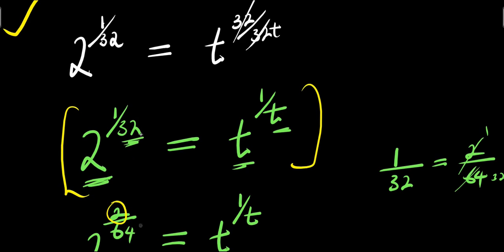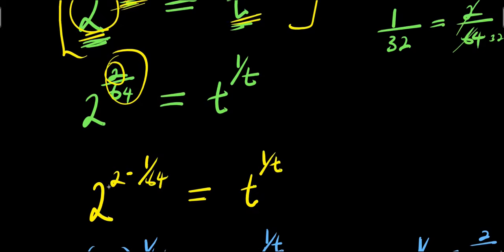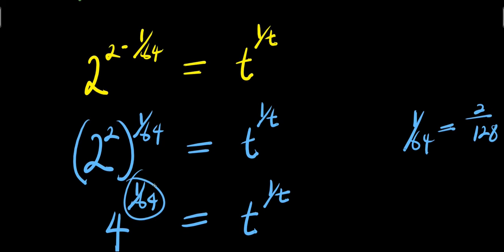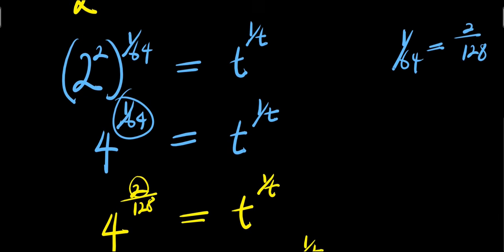Now, after this, you discover that the 2 at the base is different from this 32, while the t here is the same as this. So you need to ensure that this and this are the same. You make use of equivalent fractions. Replace 1 over 32 with 2 over 64. Then you factor out 2 and have 2 power 2, in which we have 4 power 1 over 64. Still, the 4 is not the same as 64. You replace 1 over 64 with 2 over 128.